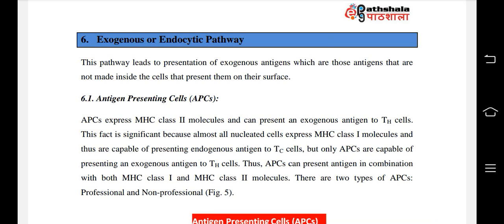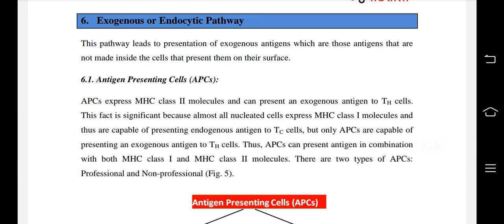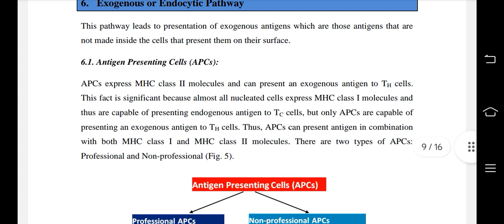Exogenous or endocytic pathway. This pathway leads to presentation of exogenous antigen, which are those antigens that are not made inside the cell that presents them on their surface. Antigen presenting cells, or APCs, express MHC class II molecules and can present an exogenous antigen to Th cells.